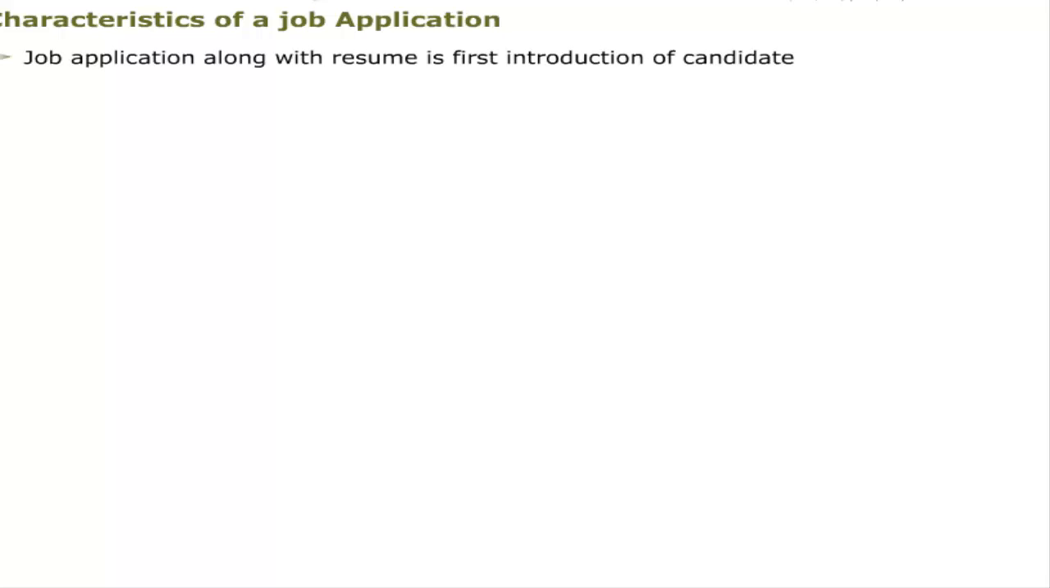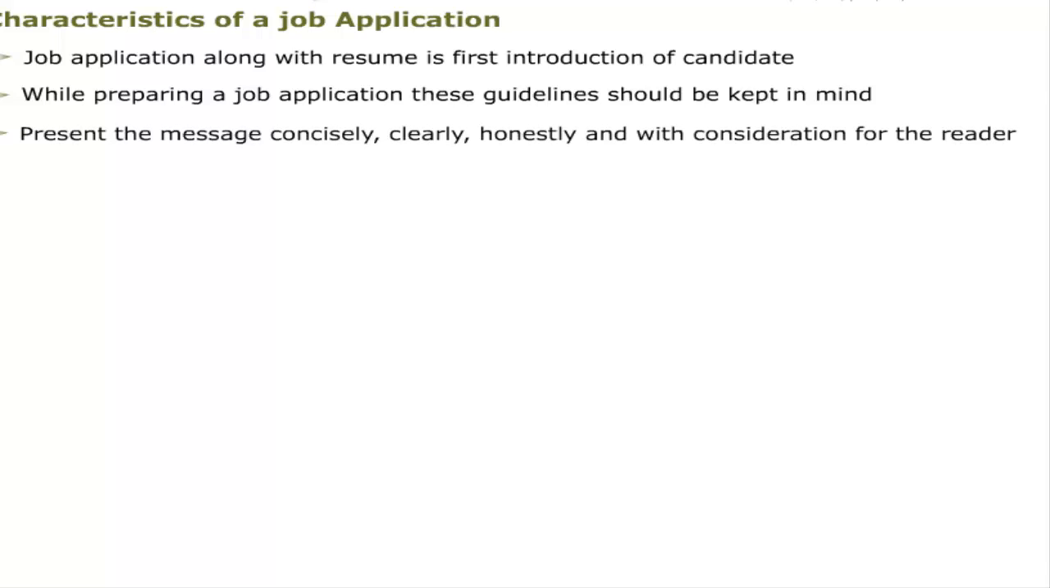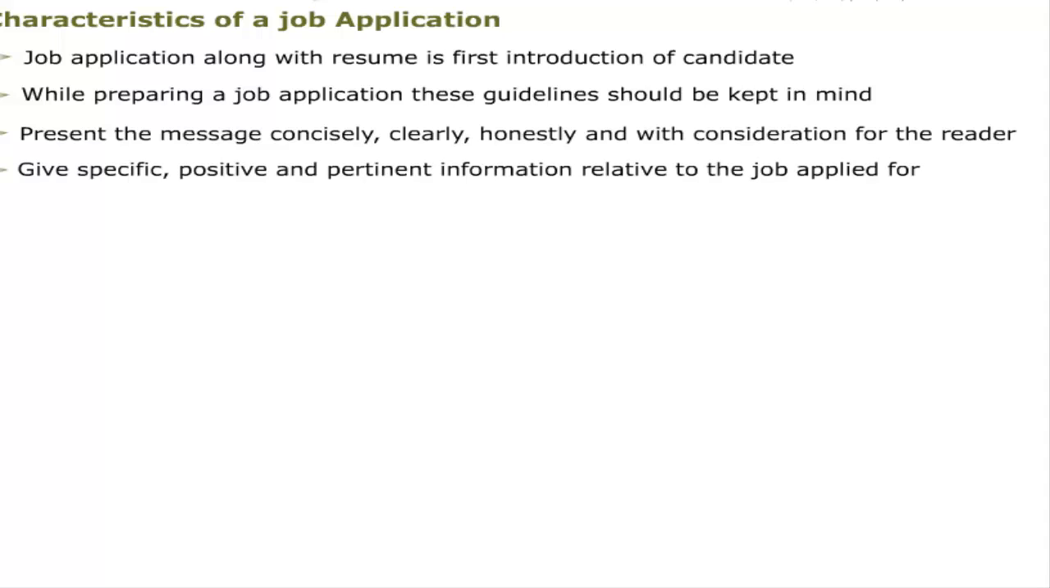Characteristics of a job application. The job application, along with the resume, is the first introduction of a candidate with his or her prospective employer. Therefore, while preparing a job application, besides observing the 7 C's principles, these guidelines should also be kept in mind. The writer should present the message concisely, clearly, honestly, and with consideration for the reader. He or she should give specific, positive, and pertinent information relative to the job applied for.